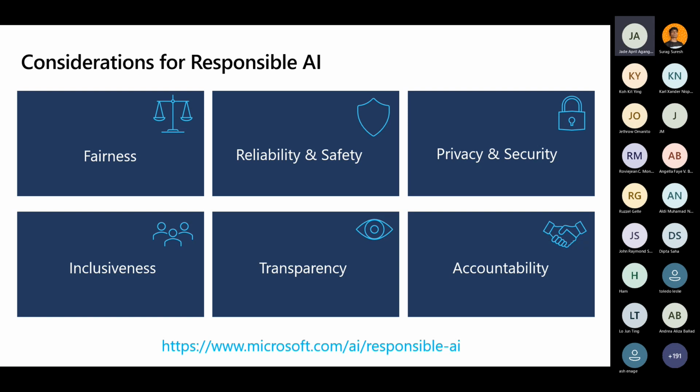So these are the considerations for responsible AI. We have fairness, reliability and safety, privacy and security, inclusiveness, transparency, and accountability. So for fairness, I think all of us would understand that when we say that AI should be fair, it should be available and it should be open to all genders, no matter what your preference is.